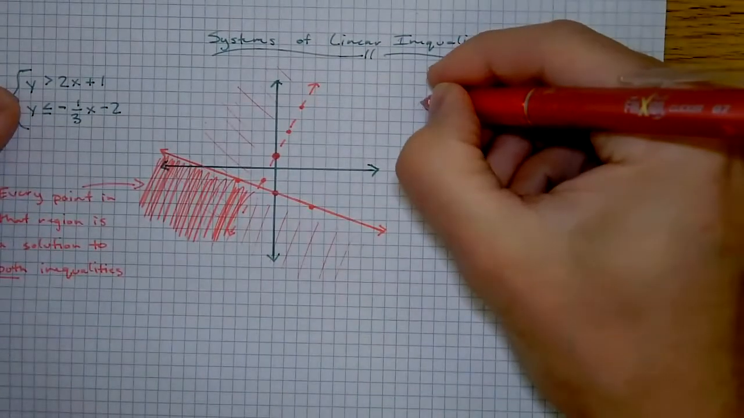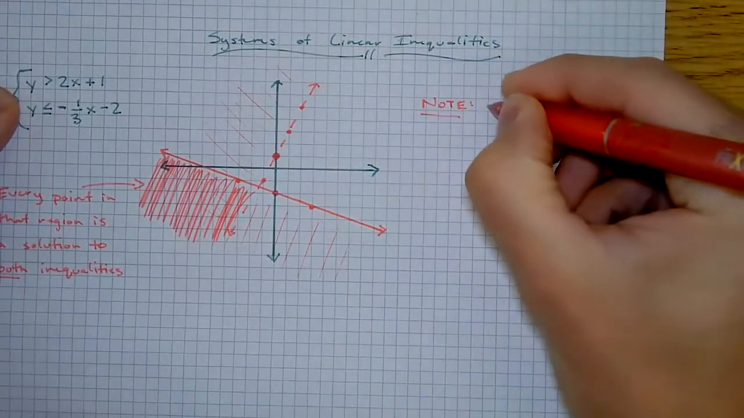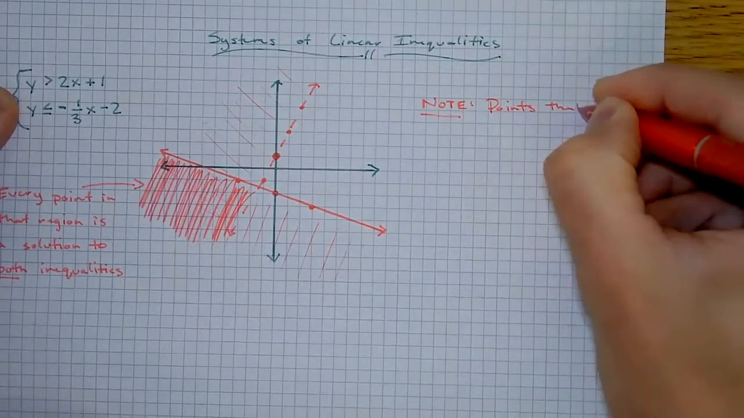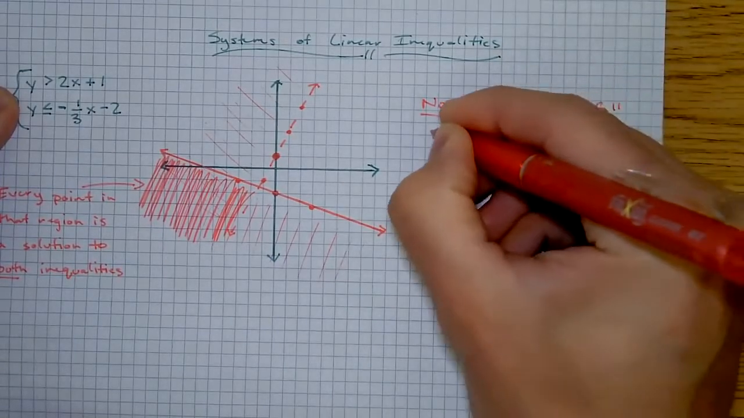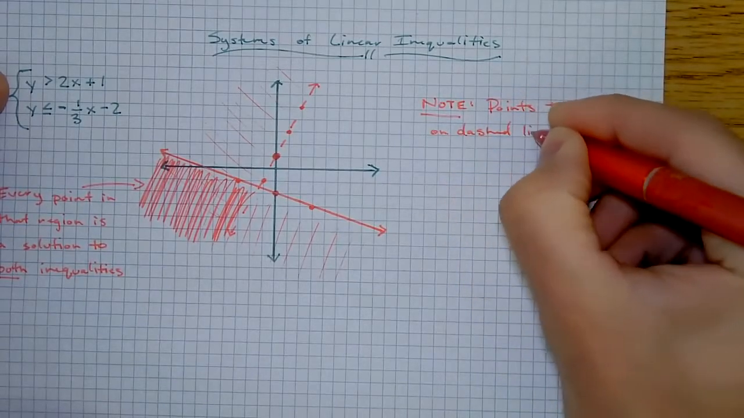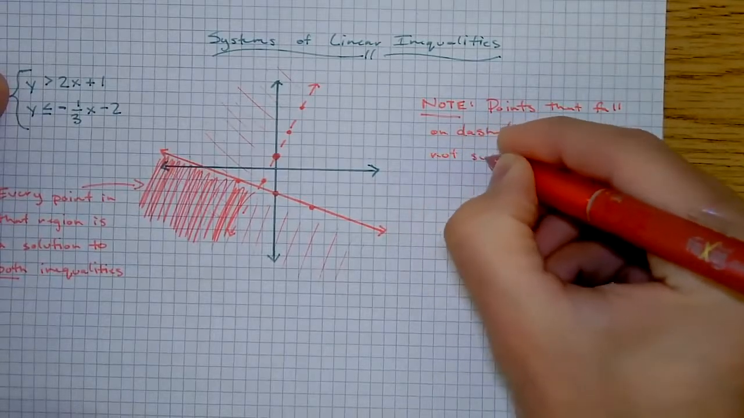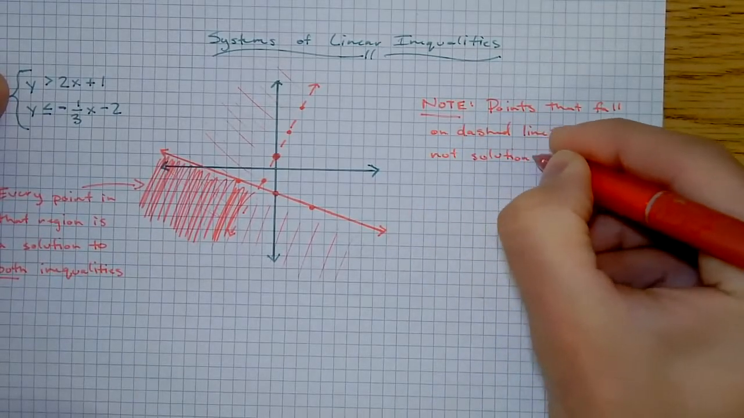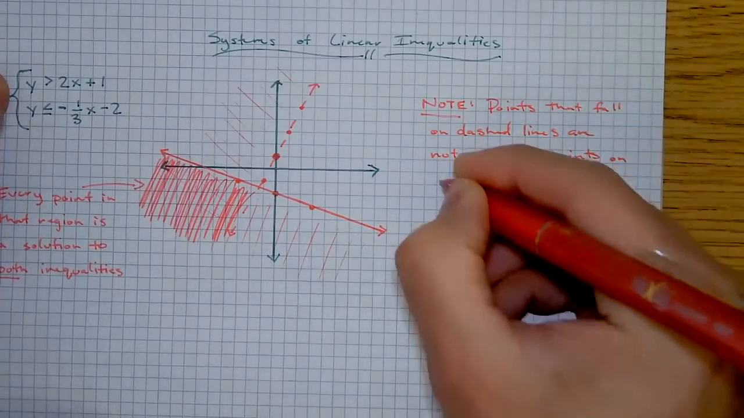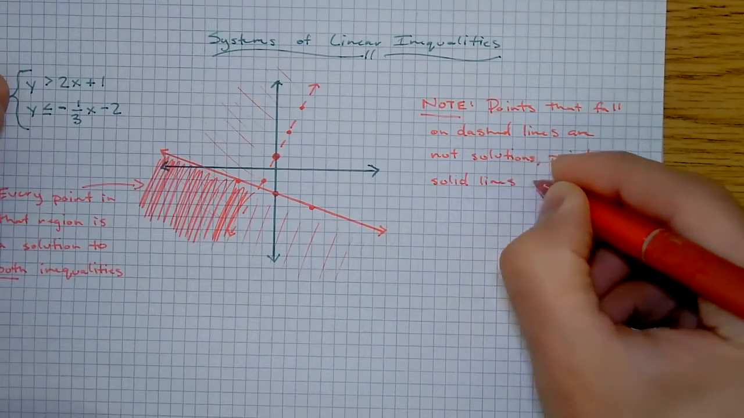Another important note: points that fall on dashed lines are not solutions. Points that fall on the solid lines are solutions.